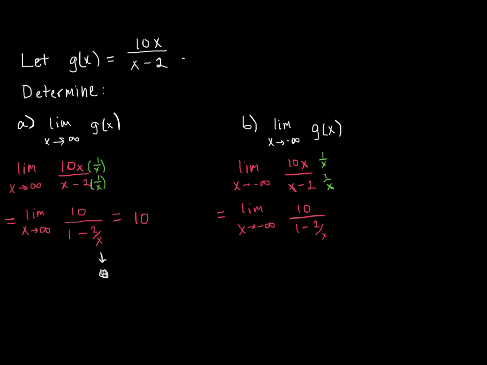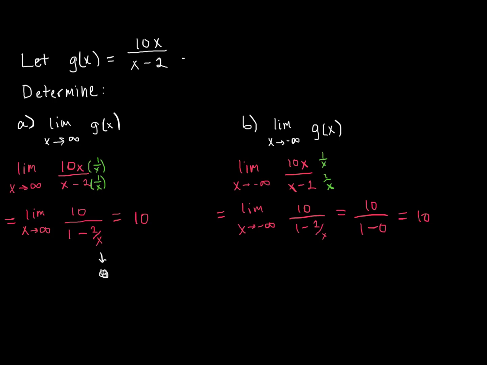And here's why. Imagine I take 2 and divide it by negative infinity. Well, that again is 0. And so what I'm left with is that the limit is 10 over 1 minus 0, which is, of course, 10. And so we want to think about what this means, right? Well, what this is telling us is that as you move infinitely far to the right, your function is going to be getting closer and closer to 10. And as you move infinitely far to the left, your function is going to be getting closer and closer to 10 again.